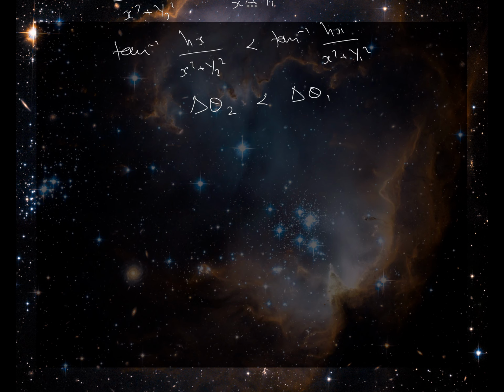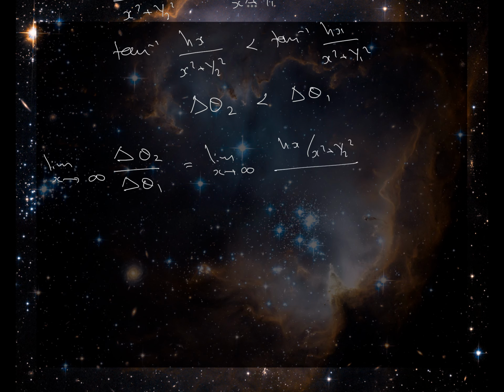Next, let's have a look at delta theta 2 over delta theta 1 in the limit as x becomes very large. That's equal to the limit as x goes to infinity. Well, we know that as x goes to infinity, delta theta 1 and delta theta 2 both go to 0, and therefore you can get rid of the inverse tans. And that's equal to 1.